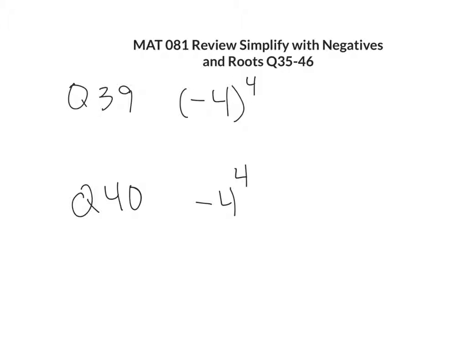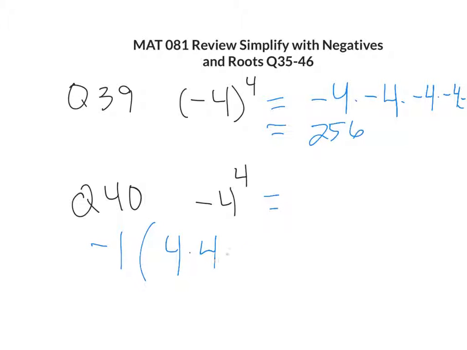Question number 39. This is an even exponent, so this is where it's really important to pay attention to what's included in your parentheses. This is -4 times -4 times -4 times -4, so you're going to end up with a positive answer, a positive 256. While question 40 is saying I have a negative out front, and we want to take 4 times itself 4 times. So it ends up being -1 times 256, which will give you a negative answer.